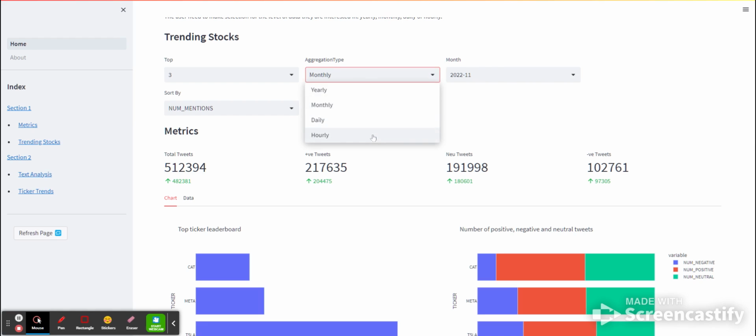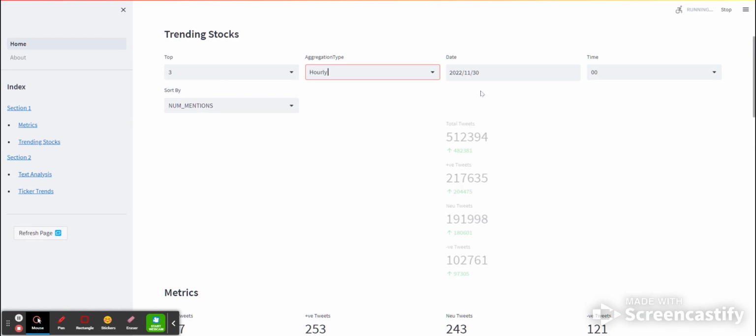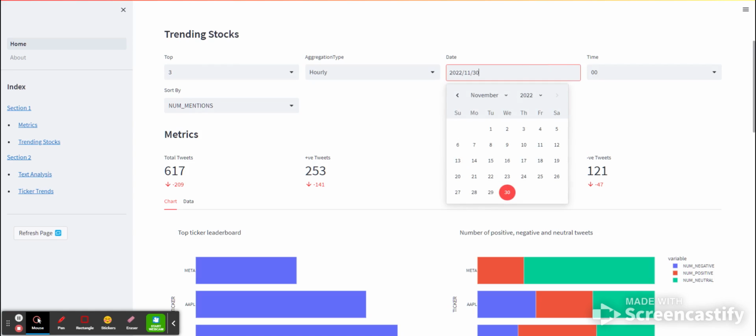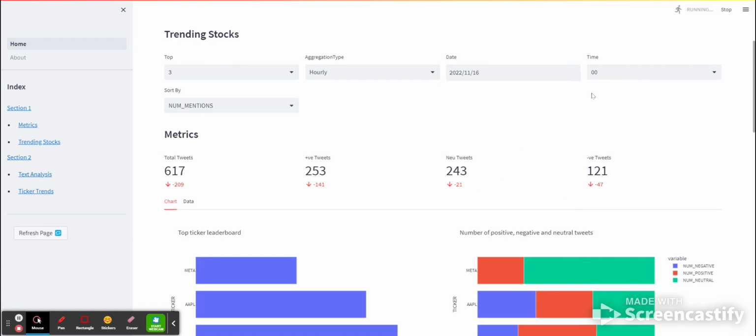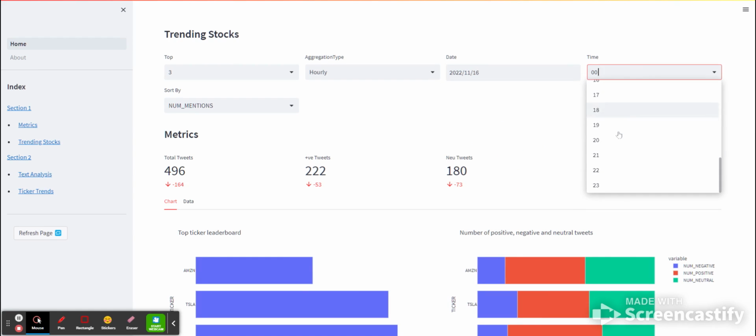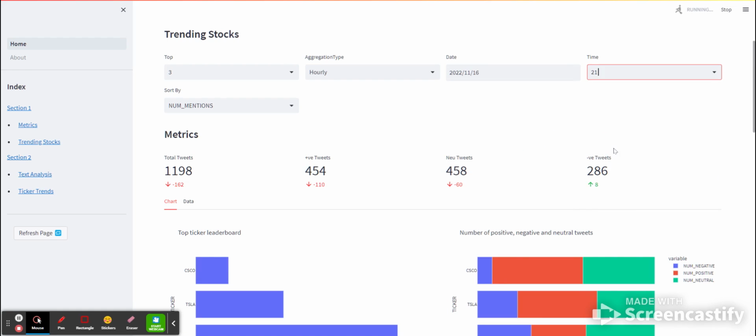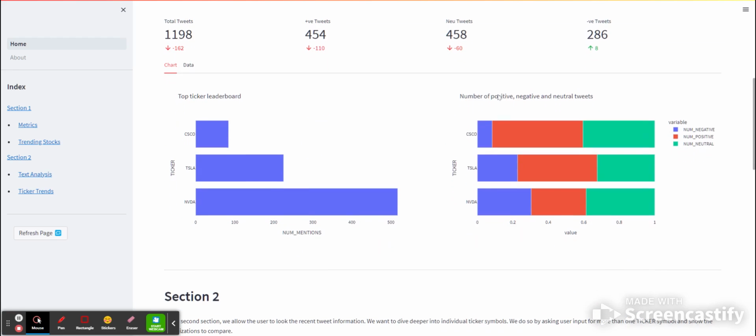And similarly, we come up to the hourly level, and select different dates or different times in the day. The small delta symbols that you see show how much the total tweets differ. For example, they are down 162. Similarly, positive tweets are down 110 compared to hour 20 on this particular day.